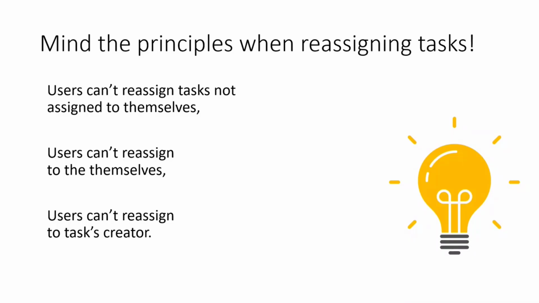So first, a user cannot reassign a task which is not assigned to themselves. So you cannot reassign other assignees' tasks. Also, you cannot reassign a task to yourself. Why would you? And you can't reassign a task to the initiator, so to the person who started the approval process. But what I will be showing you can be overcome. I mean, those principles can be overcome with custom actions that you can do on the approvals table, obviously.